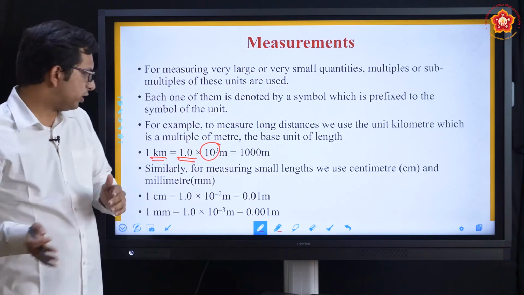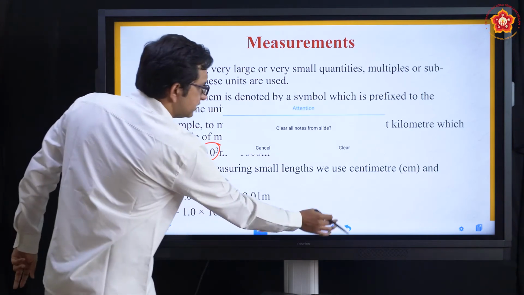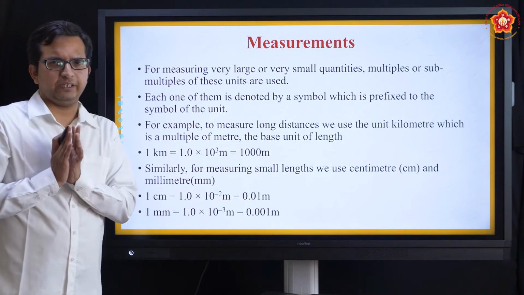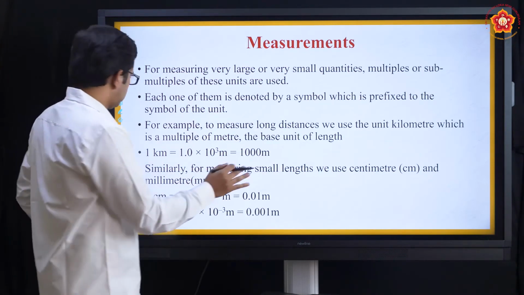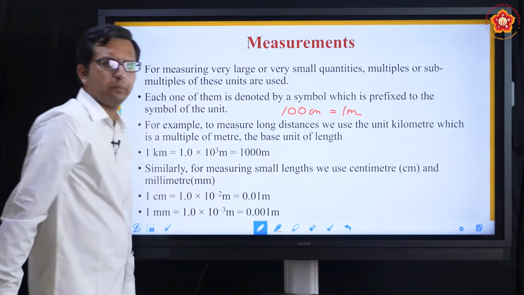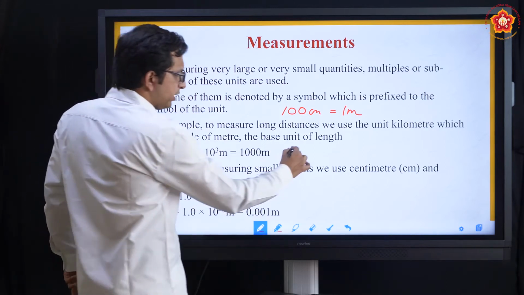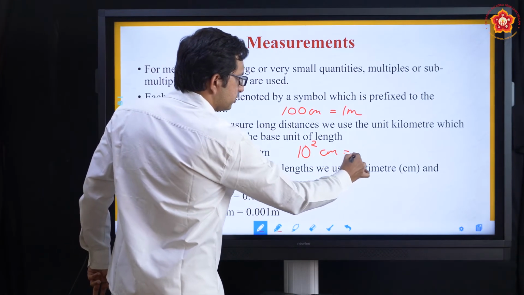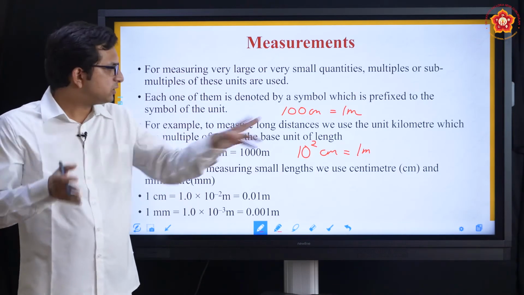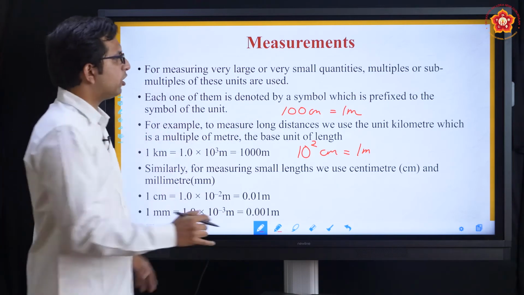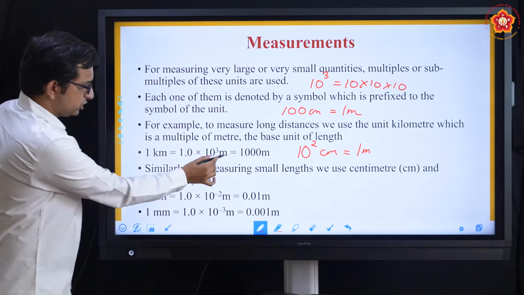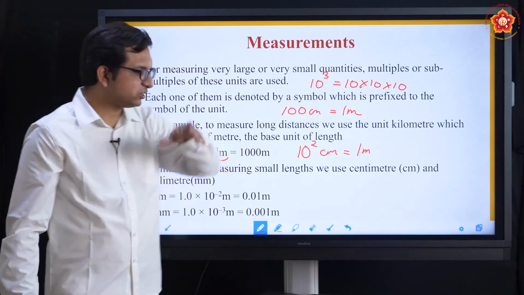This is for larger quantities. You can also see some smaller quantities being represented. So what are those smaller quantities? 1 centimeter. We know very well that 100 centimeters is 1 meter. What is being done here is just the reverse of that, to extrapolate this concept. This 100 centimeter, I can write as 10 raised to 2 centimeter is equal to 1 meter. So what is this 10 raised to 2? It indicates that 2 tens are multiplied, 10 into 10, which is nothing but 100. If it was 10 raised to 1, it means just a single 10. Then what do you mean by 10 raised to 3? It indicates 10 into 10 into 10, which is equivalent to 1000.